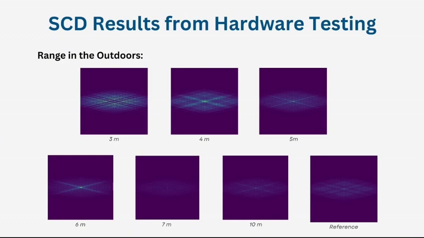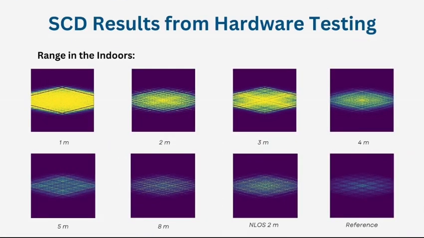As shown here, the intensity of the SCD pattern decreases with increasing range. These are the spectral correlation density maps we observed in indoors for varying range. Similar to outdoors, the intensity of the SCD pattern decreases with increasing range. However, the mean intensity is higher compared to outdoors because of receiving more reflected signals by the denser clutter.